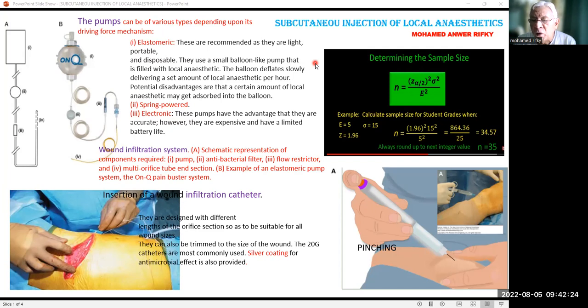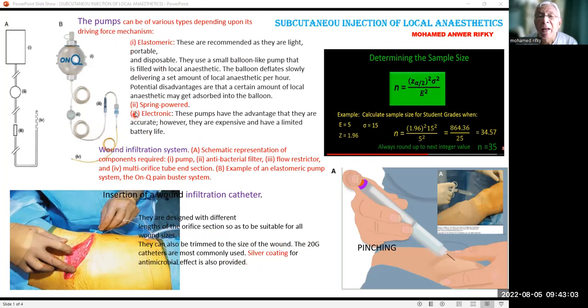The advantage, of course, of addition and some points with the thesis is that we have a method of continuous injection of the local anesthetics through specially designed catheters, where they can be trimmed, or they have a special length of orifices where we can continue to inject local anesthetics. And these catheters are made mainly of silver coated, to protect against infection. And we always use gauge 20 in such circumstances. And these are the three systems used for continuous injection.